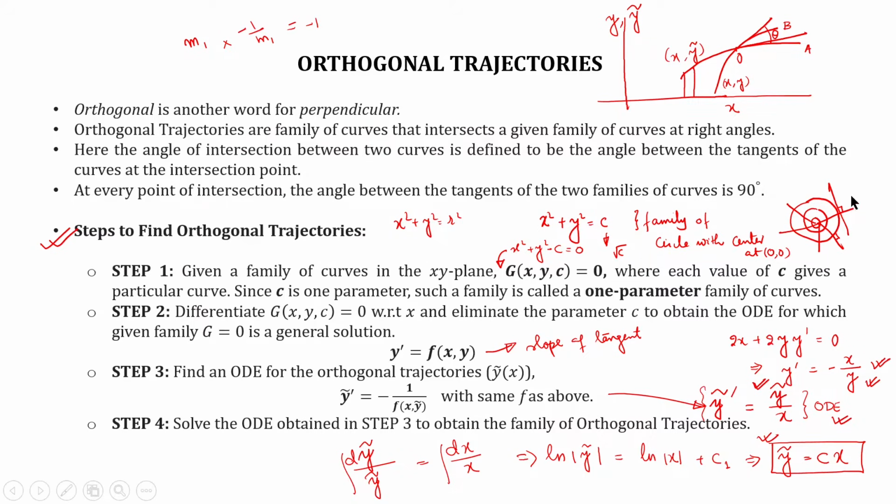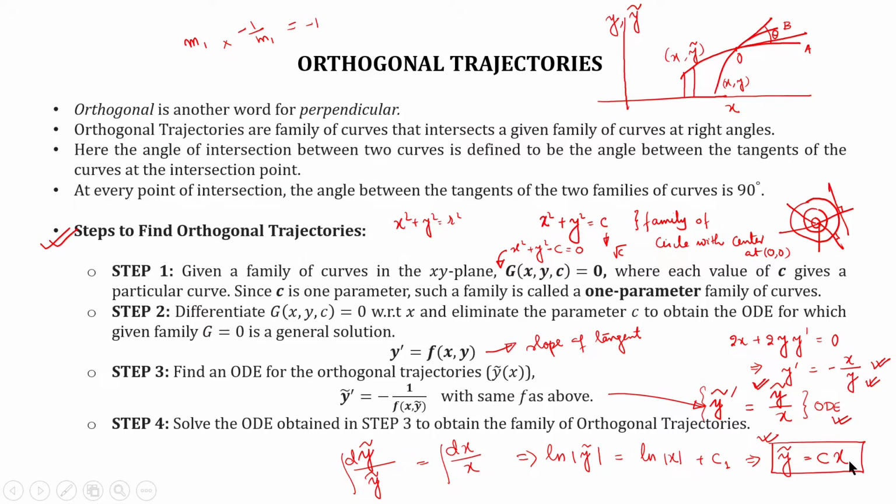We have already discussed that for a family of circles, the corresponding orthogonal trajectories are straight lines which pass through the center of those circles. For these circles, x square plus y square equal to c, the center was at the origin. That is why the corresponding orthogonal trajectories are straight lines which pass through the origin, or the center of the circle. This is what we have obtained.